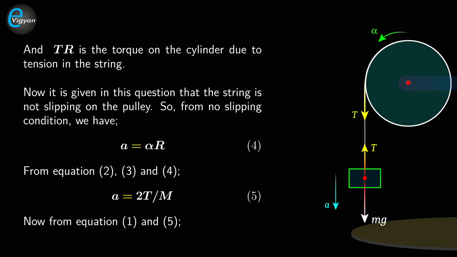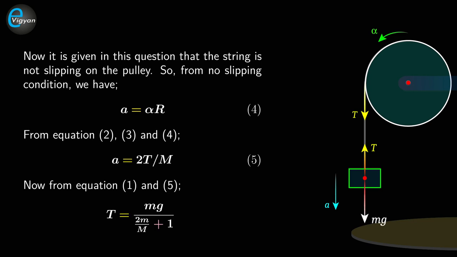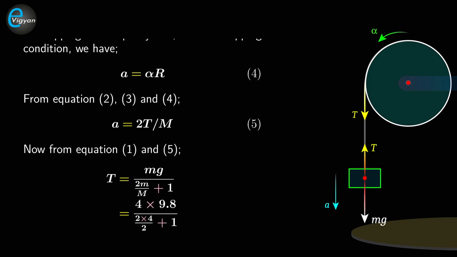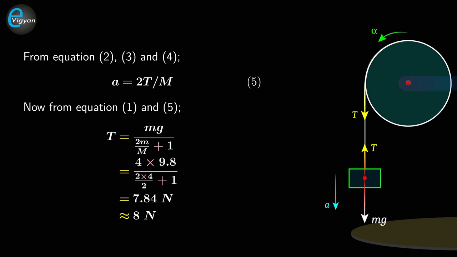Now from equation 1 and equation 5 we can find the value of T, which is T equal to mg upon (2m by M plus 1), and which is equal to 4 times 9.8 upon (2 times 4 upon 2 plus 1), and that will be equal to 7.84 Newton. If you apply the rule of significant digits, then the value of T will be 8 Newton, because in this question, the least significant digit of physical quantities is 1. Therefore, the tension in the string is T equal to 8 Newton, and this is the answer of part A.